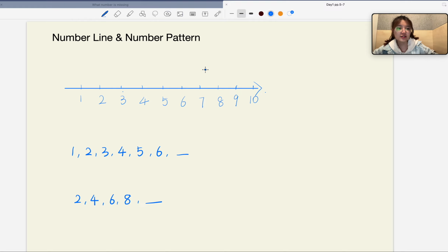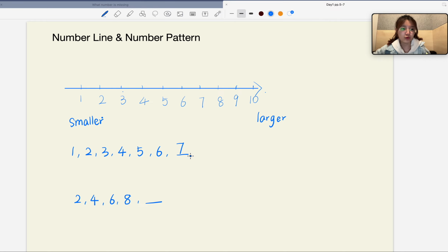Okay, everyone, so can you see on the number line, if we go right, the number will be larger. But on the left, the number will be smaller. Okay, and now everyone, we will use the number line to solve some questions about number pattern. Like this one, if we already have numbers like 1, 2, 3, 4, 5, 6, can we know the next missing number? Of course we can. It's 7, right? It's pretty easy for you.